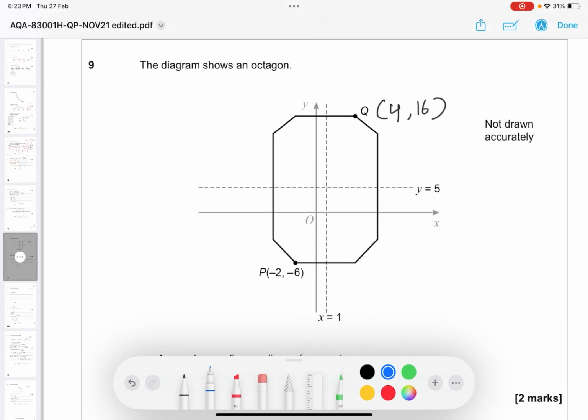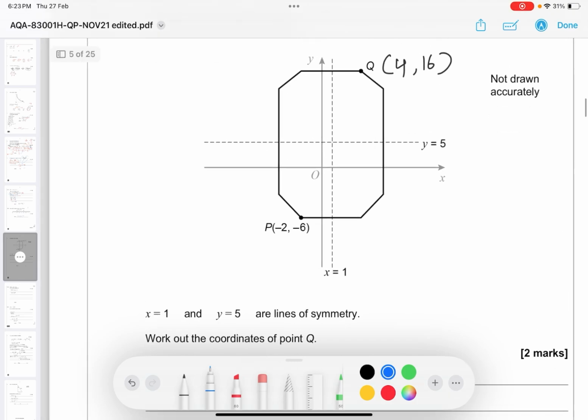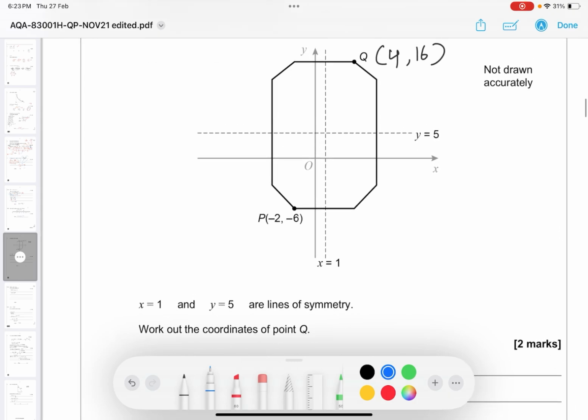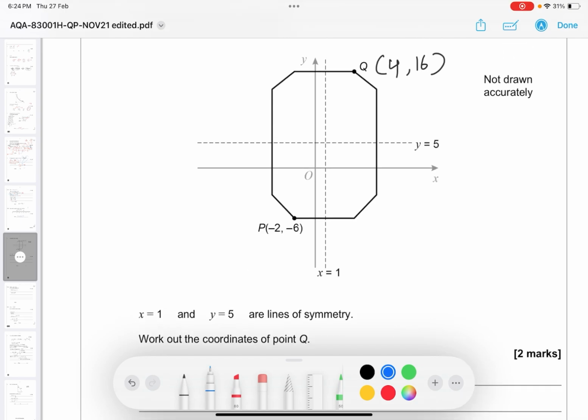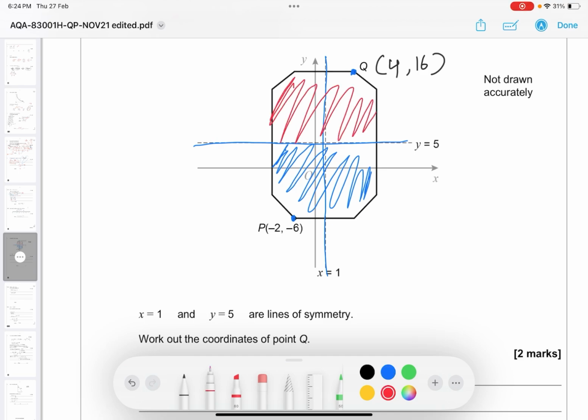The diagram shows an octagon. Alright, x equals 1 and y equals 5 are the lines of symmetry. Work out the coordinates of point Q. Alright, let's solve this question. So we know this coordinate and we know that these are the lines of symmetry. I have to find the coordinate of this one. I know that this side is the reflection of this side. So this distance will be equal to this distance.